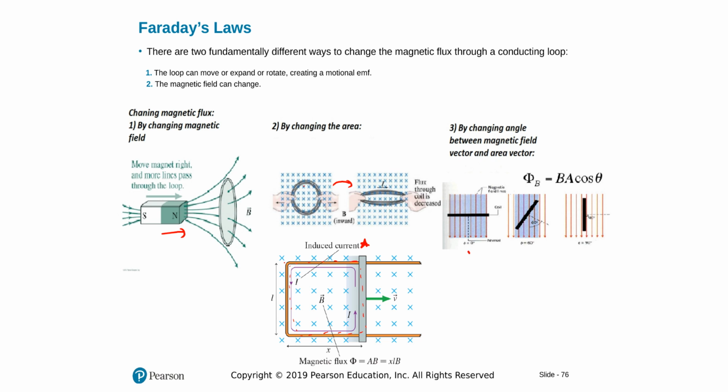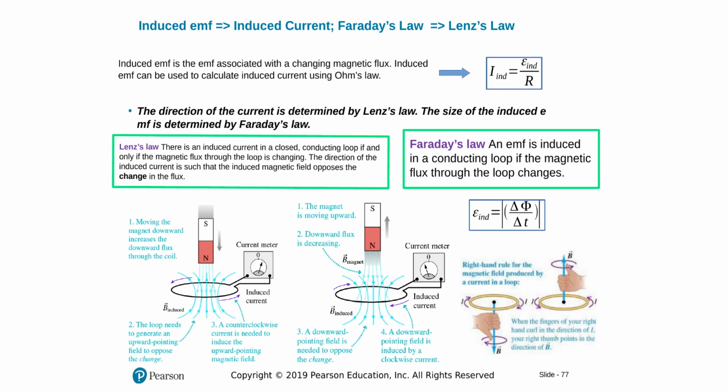And I can rotate my area inside the magnetic field, flux changes. Whenever flux changes, there is induced magnetic field, induced current. How do I calculate induced current? I get my epsilon, induced EMF, from Faraday's law, and induced current can be calculated using Ohm's law.